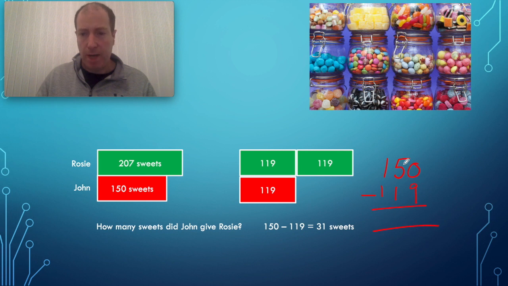0 take away 9 we cannot do. We're going to exchange 1 ten from the tens column. We're going to regroup it into the ones column. So that 1 is actually 10 ones or 10 units. 10 minus 9 is 1. 4 tens minus 1 ten is 3 tens. And 1 hundred minus 1 hundred is no hundreds. So the answer, as was correctly stated there, is 31 sweets. So John gave Rosie 31 sweets.